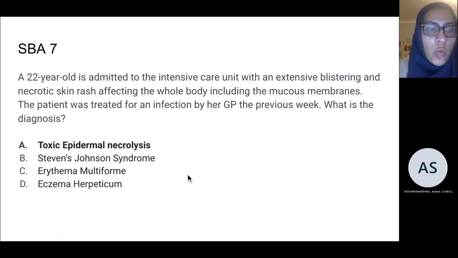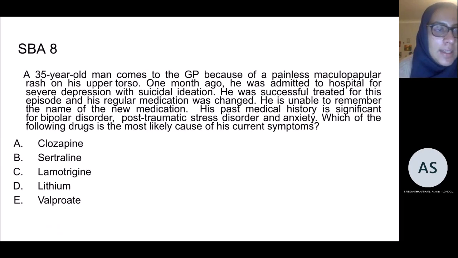I think before I actually go on to this question, I've got one other SBA before I go through why it's what it is. So SBA 8. A 35-year-old man comes to the GP because of a painless maculopapular rash on his upper torso. 1 month ago, he was admitted to hospital for severe depression with suicidal ideation. He was successfully treated for this episode and his regular medication was changed. He is unable to remember the name of the new medication. His past medical history is significant for bipolar disorder, post-traumatic stress disorder, and anxiety. Which of the following drugs is the most likely cause of his current symptoms? The two SBAs are linked to one another in terms of the answers, so I will go through them in a bit.